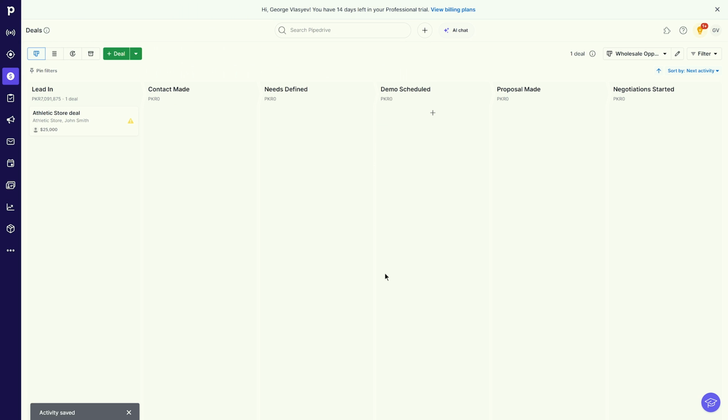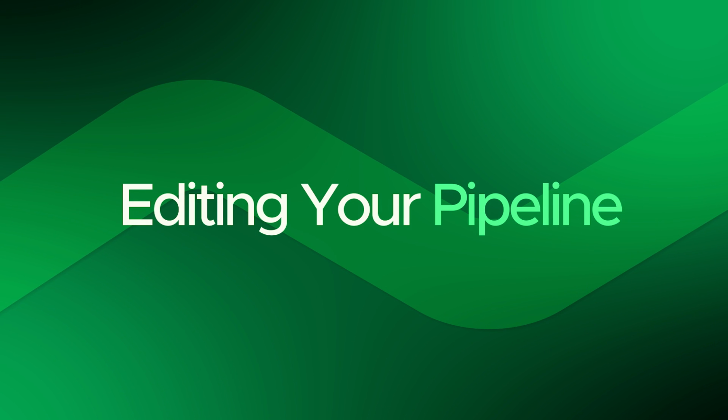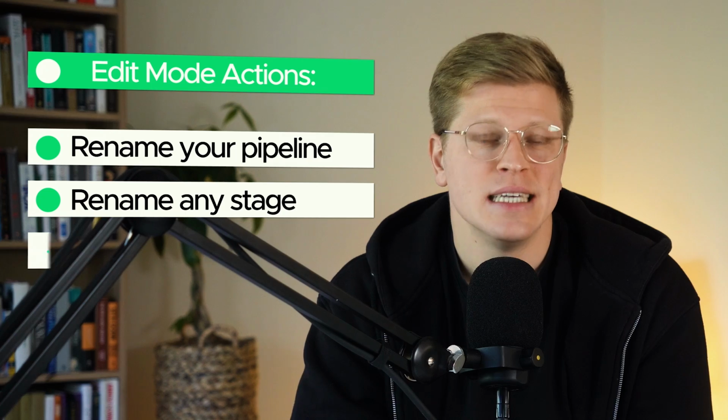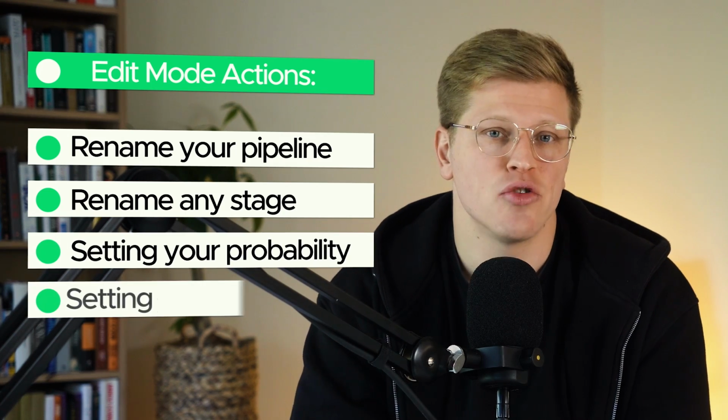All right, so now that we've got the hang of adding deals and activities, let's dive into pipeline editing. Pipedrive gives you tons of tools to tailor your sales process to your exact workflow, and we can edit our pipeline right here on the deals page. Editing your pipeline. There are a few actions you can take in the edit mode, such as changing the name of your pipeline, the name of a stage, setting your probability, and setting your rotting days.